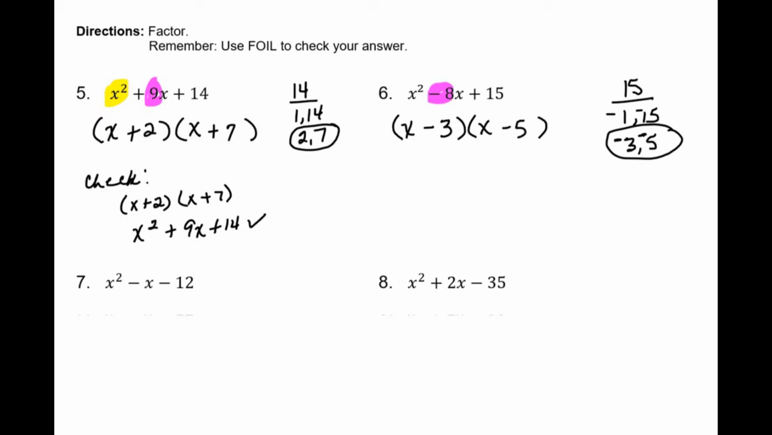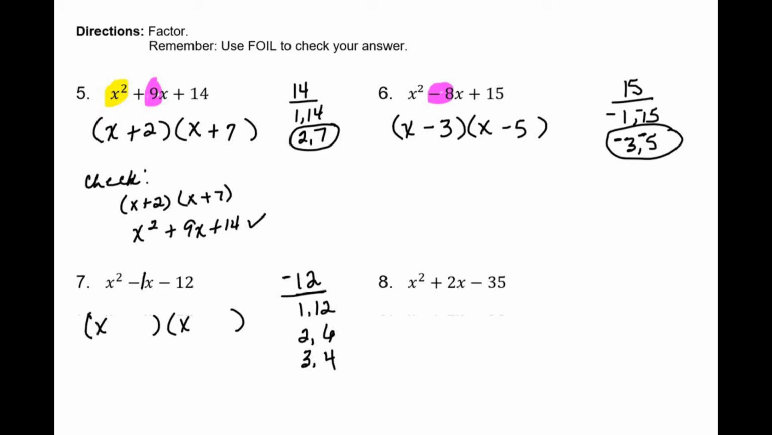Okay, problem 7, I have x squared minus x minus 12. If you need to, you can put a 1 here to help you with this. Again, I have just a simple trinomial. If it can be factored, it's going to be factored into 2 simple binomials. So here I'm going to look for factor pairs of 12. Now, I really don't have a 12 here. I actually have negative 12.